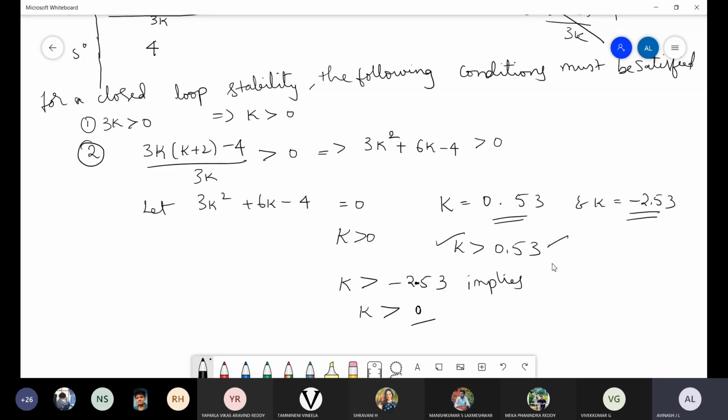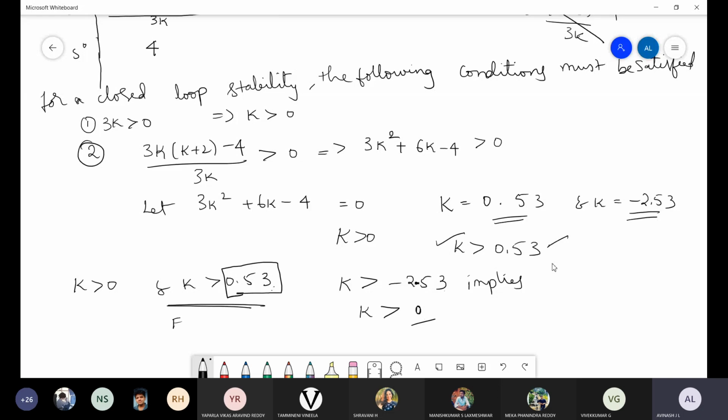Next, once two conditions come into the picture, k must be greater than 0 and k must be greater than 0.53. If k must be greater than 0.53, it implies that k must be greater than 0 also. That is why I can say this.